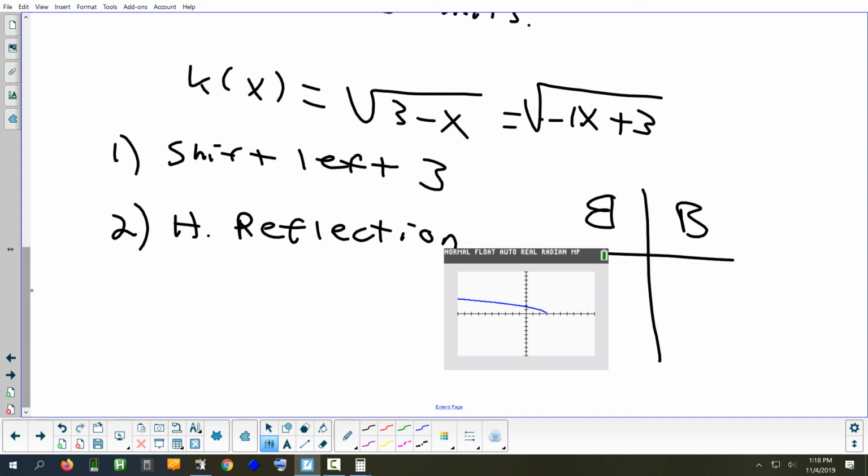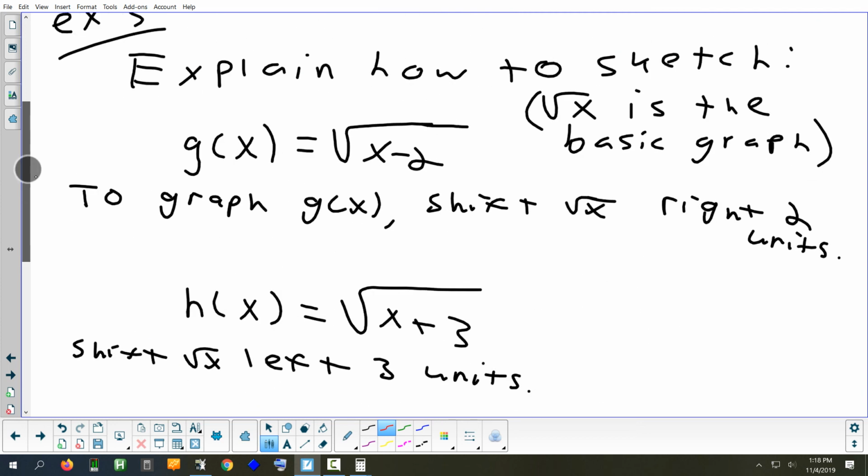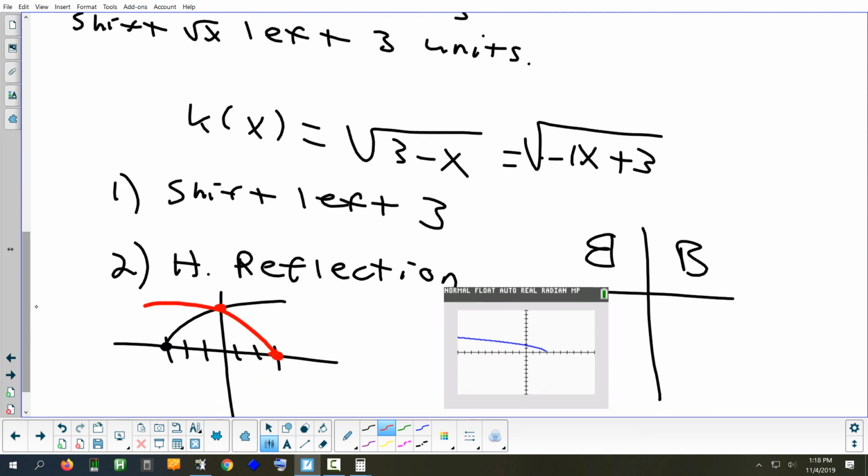It makes sense because we reflected it. If you wanted to think about it like this: first you went left 3. So first you did that. Then you mirror imaged it. So now, when you mirror image it, this point is going to end up here. This point basically stays right where it is. And it goes that way. So yes, even though it kind of looks like you shifted it right 3, it's only because of the reflection. Okay. Any other questions on that one?